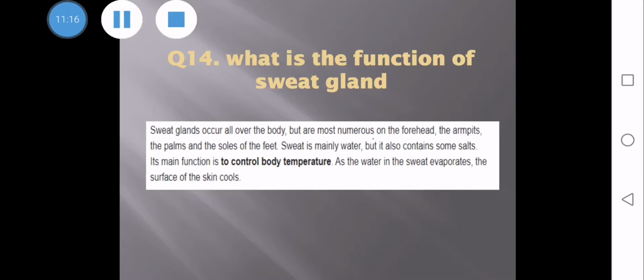So one by one we will see the function. Sweat glands occur all over the body, but are especially present in areas like the forehead, the armpits, the palms and the soles of the feet. Sweat is mainly water which also contains some salts, and its main function is to control the body temperature. This is the concept of latent heat of vaporization, which you have already studied in detail: when sweat comes out from the body and vaporizes, it gives a cooling effect to the body.